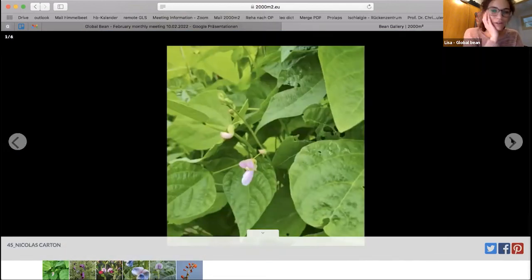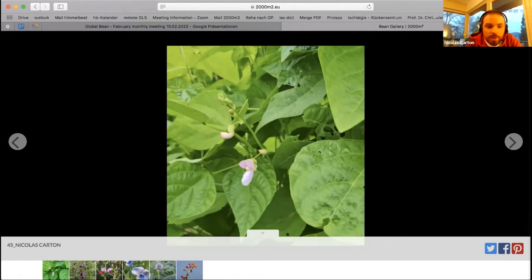Is Nicolas Carton here? Yeah, hello everyone. This was part of a small experiment I made in Freiburg in Germany. I was comparing more than 25 pole beans, so I cannot say now which variety this was, but it was a time of flowering. They were all flowering at different times. It was quite interesting to compare.